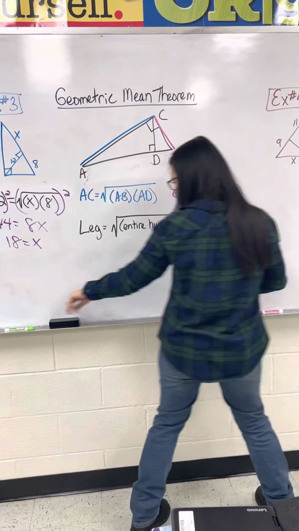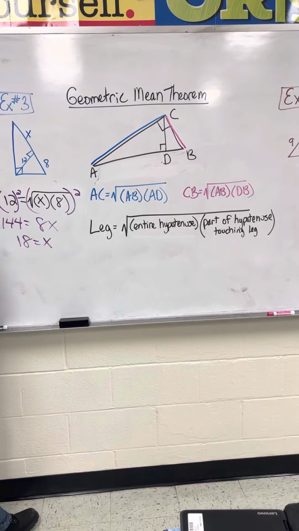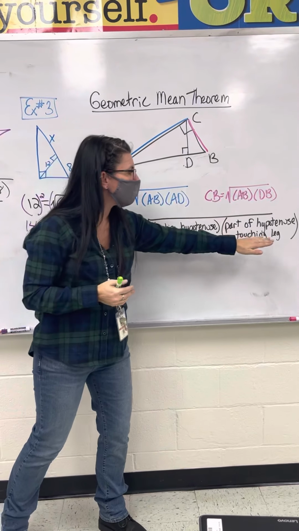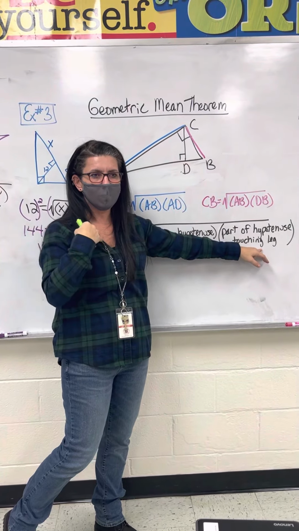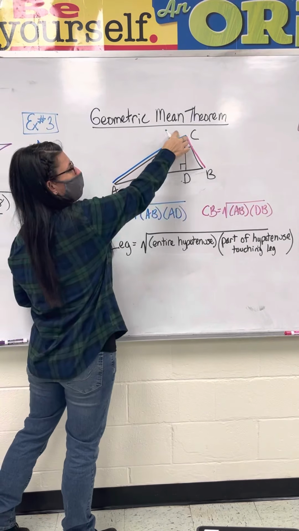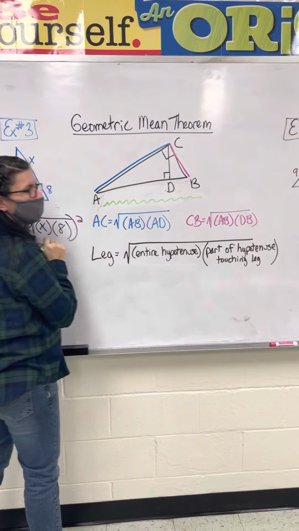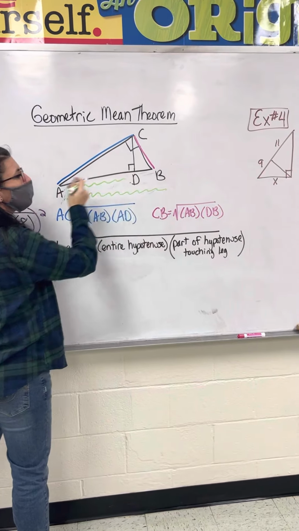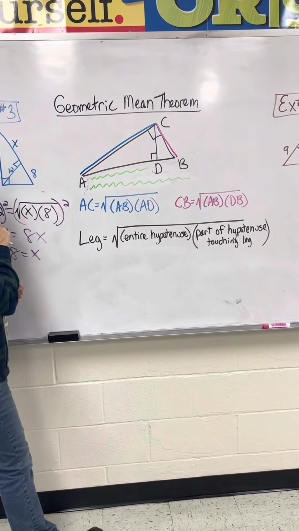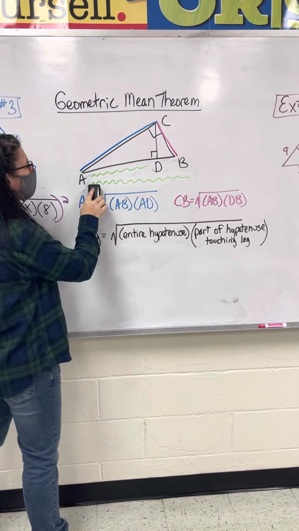So to find this leg, this blue leg, the long leg, you're gonna do the geometric mean of the entire hypotenuse and the part of the hypotenuse touching the leg. Remember, that's Miss Pritz's words. What I mean by that is this leg is the geometric mean of the entire hypotenuse and the part of the hypotenuse touching the leg. This is the part that's touching this leg. Okay, now let's look at the other side because we have two scenarios here.